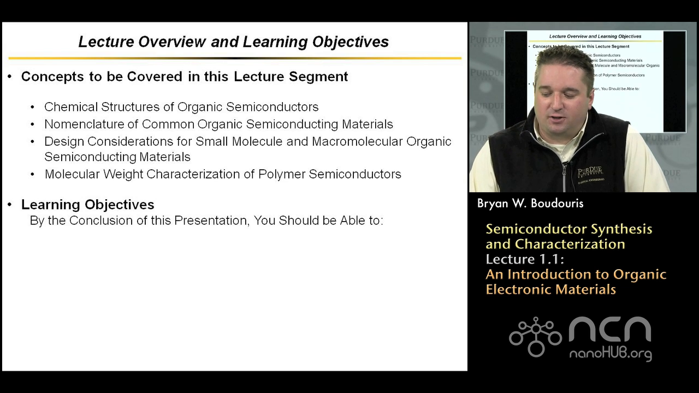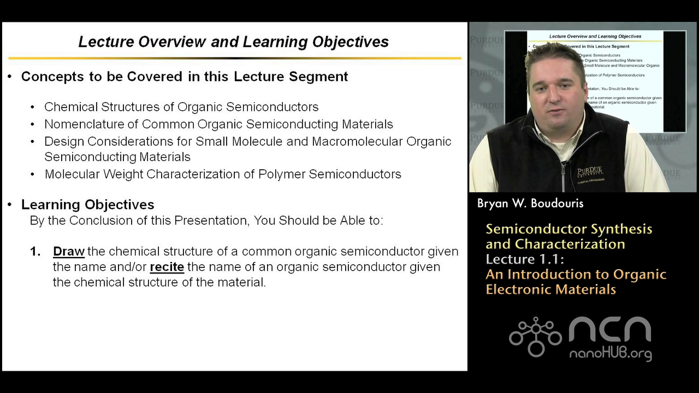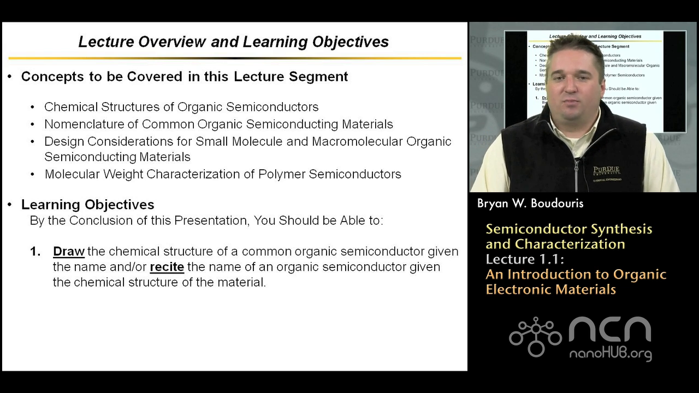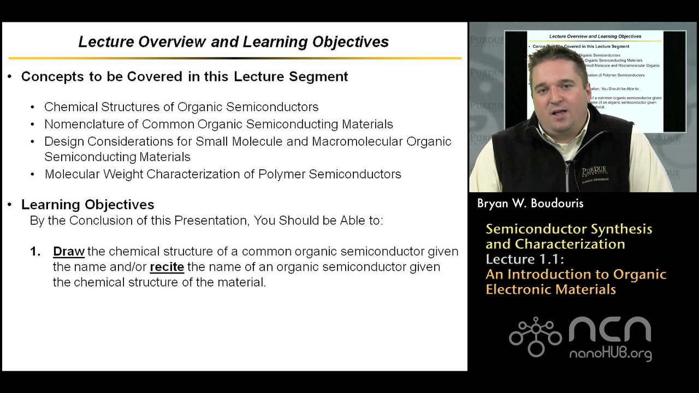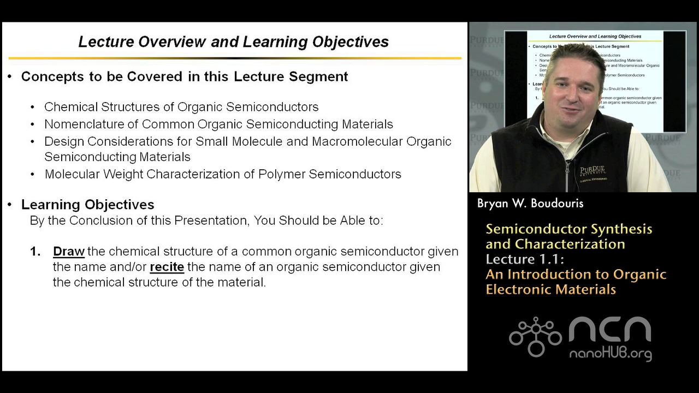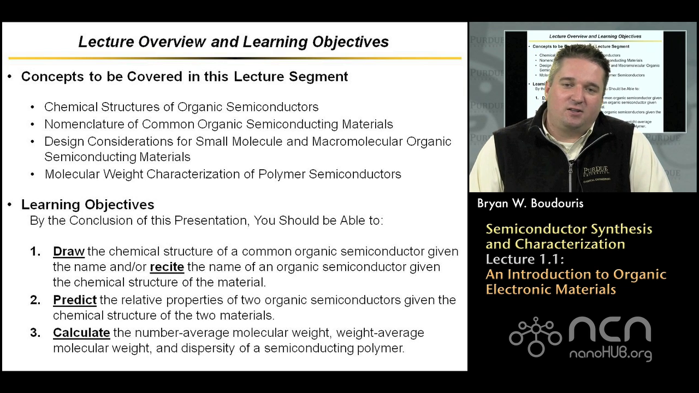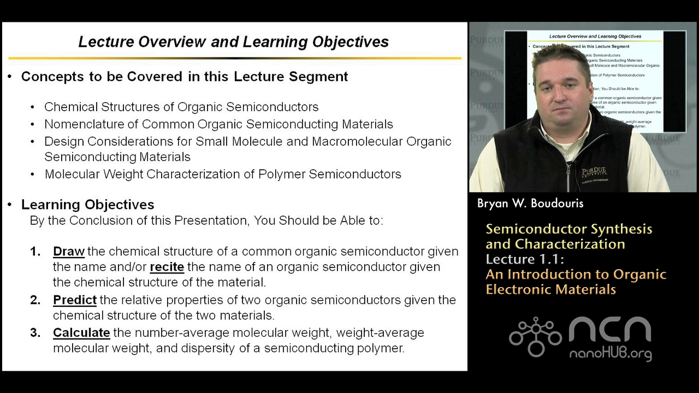So after this lecture, I hope that we're able to draw the chemical structures of organic semiconductors that are common both in the literature and in practice, and be able to name and recite the chemical names of materials that you have the chemical structure for. I hope that you'll be able to predict the relative properties of two organic semiconductors if you're given the molecular structure, and you should be able to calculate the molecular weight and the molecular weight distribution of polymers by the end of this lecture. Okay?